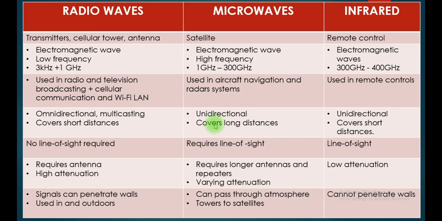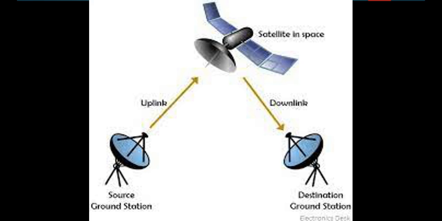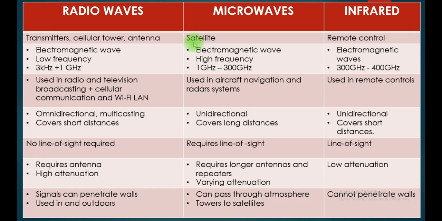Unidirectional, meaning that they're working in only one direction. So transmission is only in one direction, and they cover long distances. Think about satellites, how far we are from outer space. And yes, they require longer antennas and repeaters, and the attenuation will vary. These can pass through different atmospheric levels.